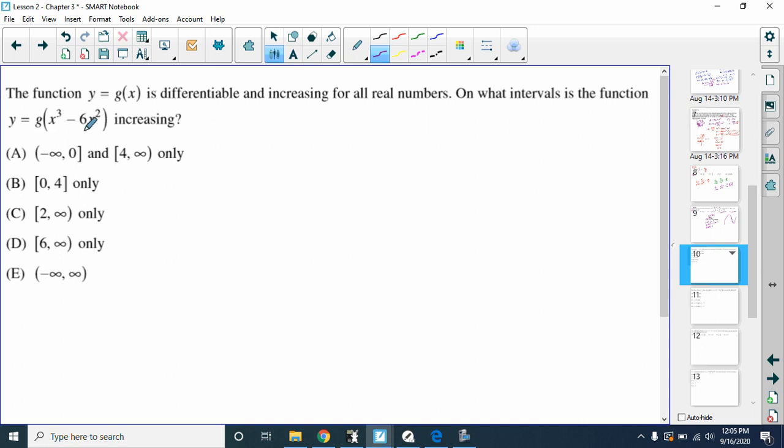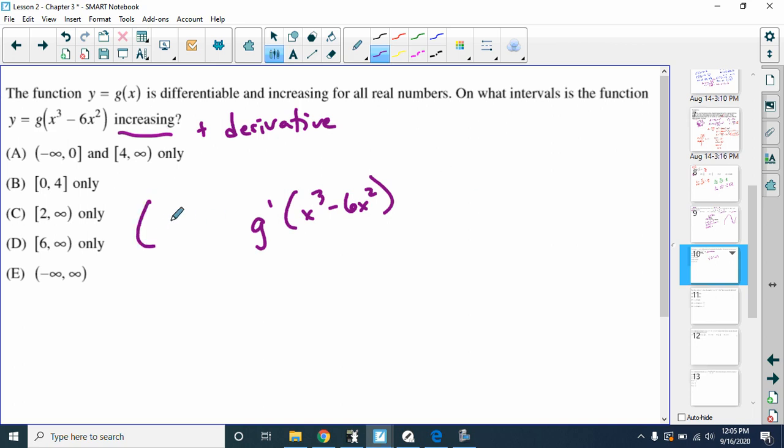So if I want to know when this thing is increasing, I want to know when it has a positive derivative. Increasing means positive derivative. So the first thing I need to do is get the derivative. The derivative is going to be g prime of x cubed minus 6x squared, times the derivative of the inside, so times 3x squared minus 12x.